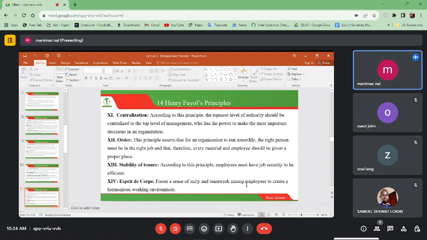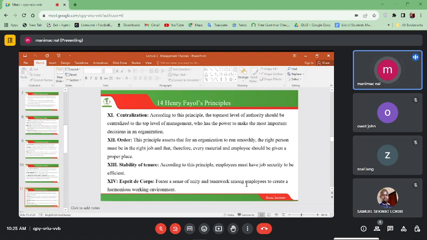So further still, we have another point which is called order. In this principle, Fayol says that for an organization to run smoothly, the right person must be in the right job, and every material and employee should be given a proper place for what they are supposed to do. So the principle calls for order to be seen in a working environment.